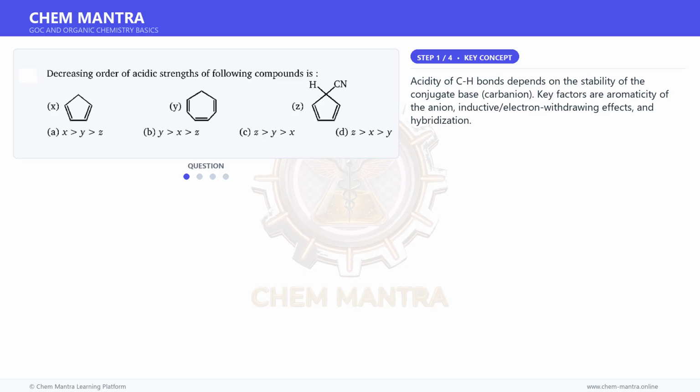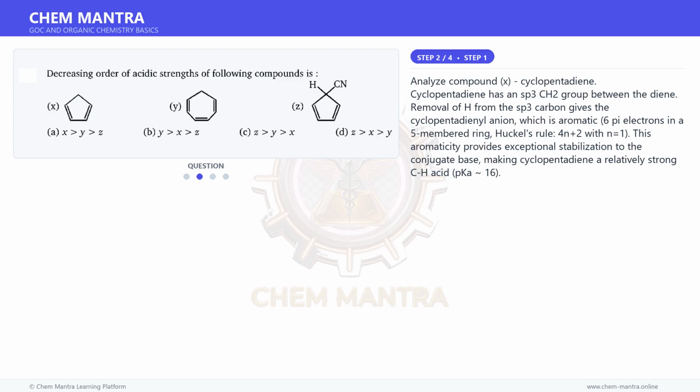Acidity of CH bonds depends on the stability of the conjugate base, the carbanion. Key factors are aromaticity of the anion, inductive electron withdrawing effects, and hybridization. Moving on to the next step.